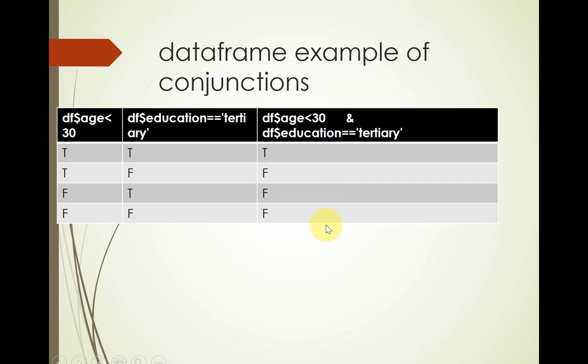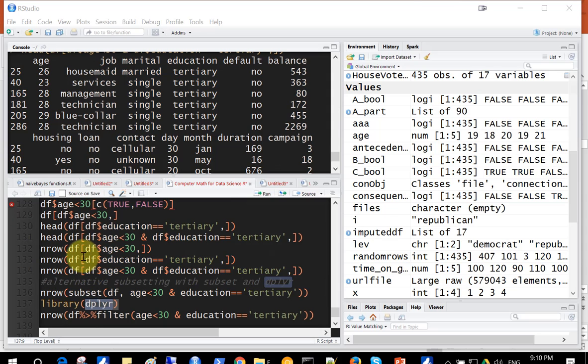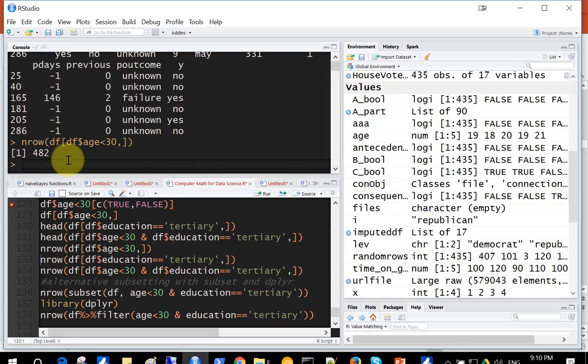Okay, so this is just showing the same thing that we've already done in this truth table perspective. So here, why do I have that nrow here? Let's go back to here. I put nrow around it. Why did I do that? So let's try it. Let's run this one. What do we get? This is going to tell me how many rows have age less than 30. So apparently there's this many rows in our entire data set.